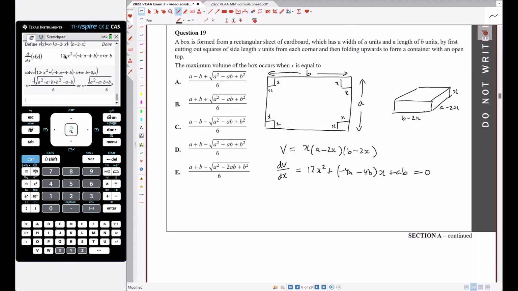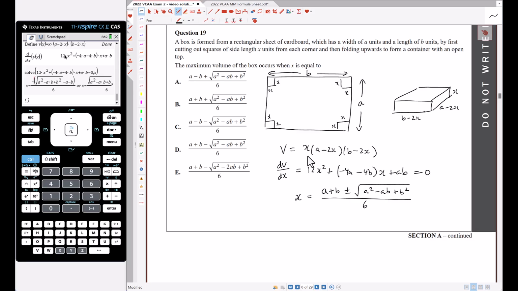Okay, and we get two solutions. So let's just have a look at both of them. Yep, so it's got positive a and a plus b at the end there, and the other one also has a plus b at the end there. It's just because of its unhelpful factoring out of the negative from the whole thing. So we're actually going to have a plus b plus and minus the square root of that thing, a squared minus ab plus b squared, all over 6.